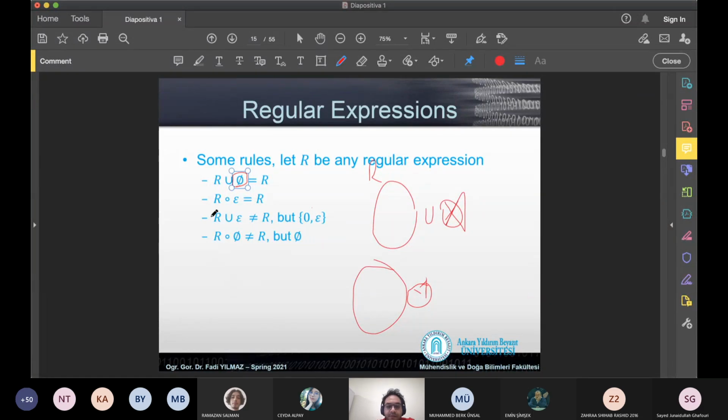But there is one catch. If you have R, right, union with the epsilon empty string, this is not equal to R. Okay, guys. And if you try to concatenate R with the empty set, the answer is not R, but the empty set.